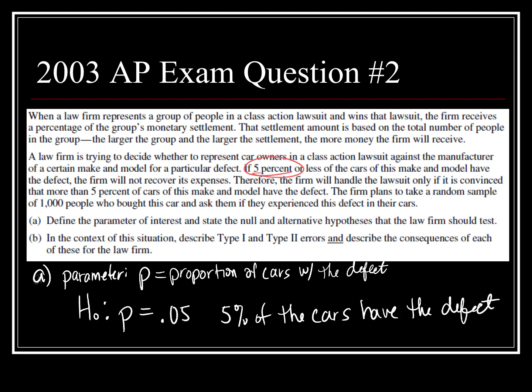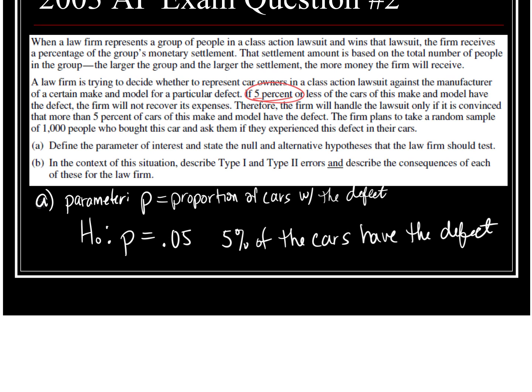The company needs convincing evidence that it's more than 5% so they can recover their expenses. So what's our alternative? 95% of the cars don't have the defect? No, it is always the same number. Greater than. Okay. If it's 5% or less, they do not recover their expenses, right? So they're going to do an experiment and they need evidence that it's going to be more than 5% so they can make some money. Okay, don't let lawyers fool you. They're in it to make some money. Sure, they're going to help you, but they're only going to help you if they know that more than 5% of the cars have the defect.